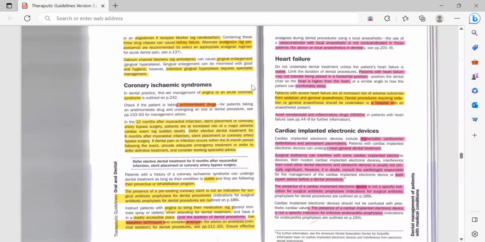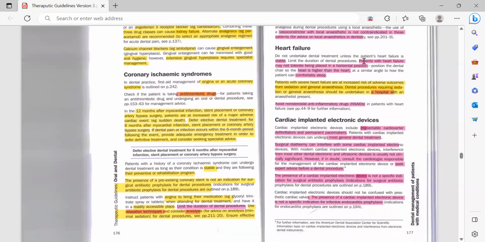So this line is for every disease: until the patient is stable, you should not plan any dental treatment on that patient. Also try to limit the duration of the dental procedure as quickly as you can. Patients with heart failure may not tolerate being placed in a horizontal position. Okay, then what would be the best position for them?